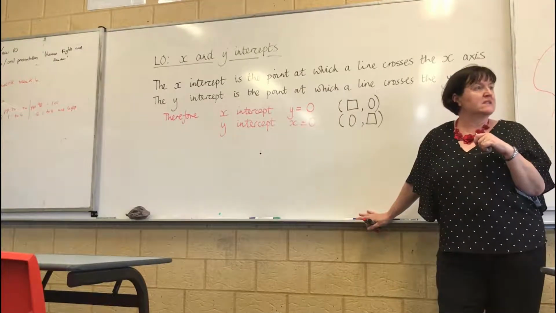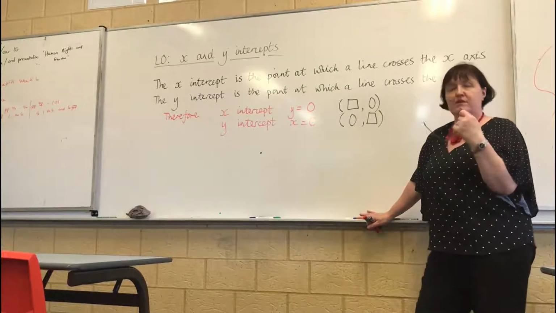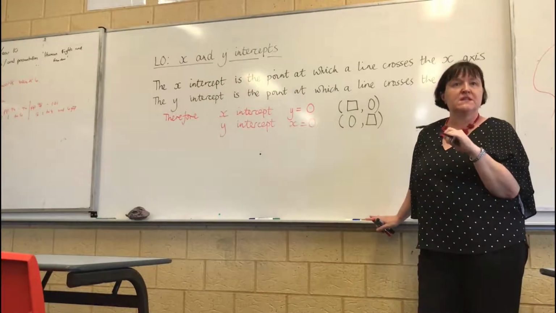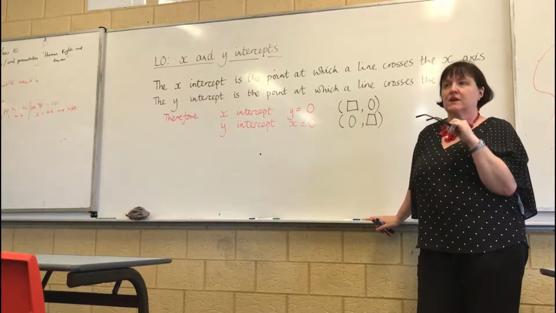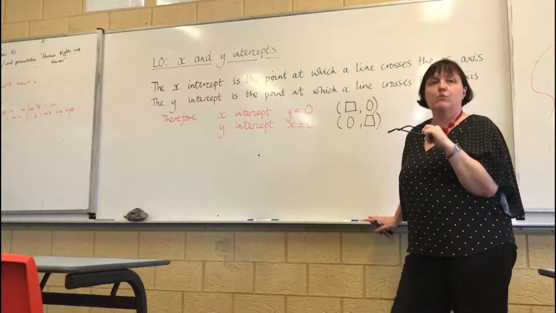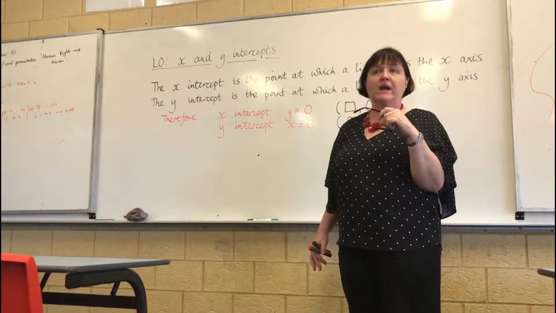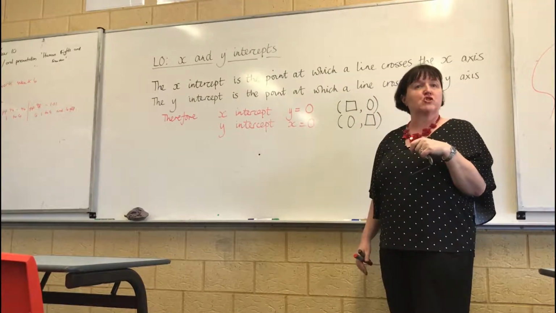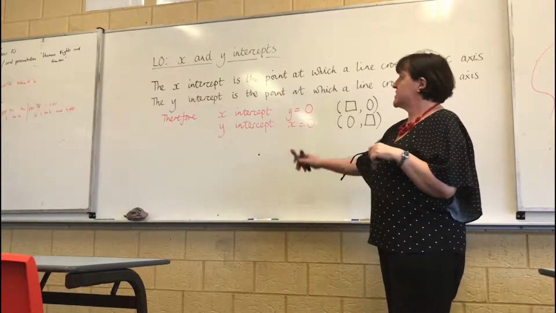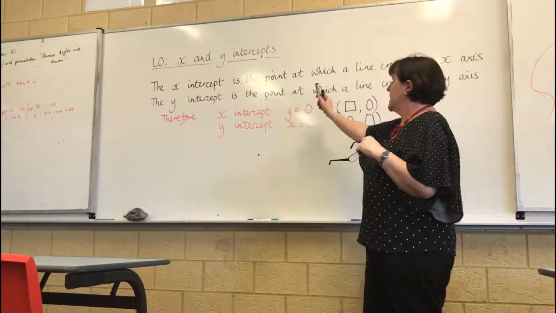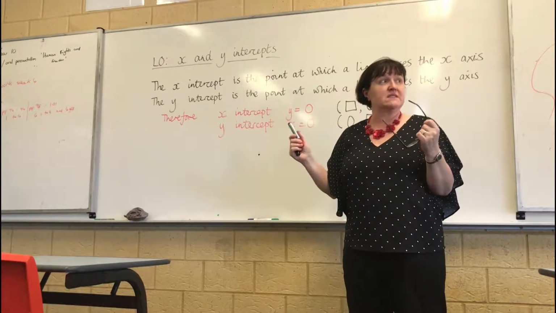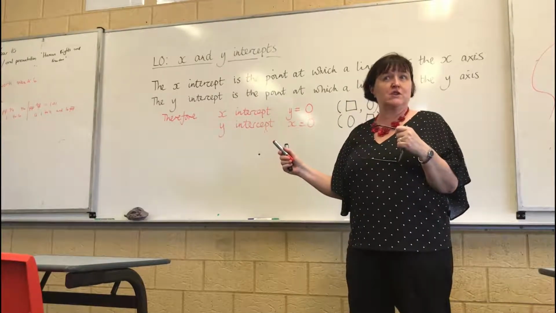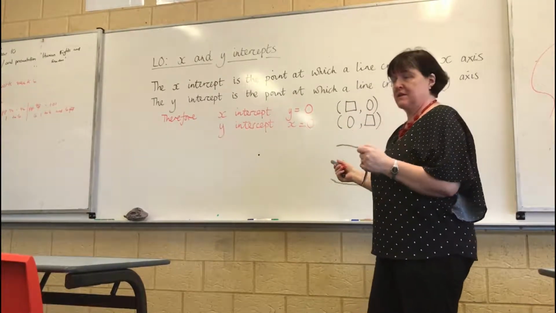We're looking at x-intercepts and y-intercepts again today. Obviously we looked at it yesterday, but I think we can do with going over it again. So, an intercept is a point at which something crosses. Later on this week, we're going to look at point of intersection of two lines. This, though, is where a line crosses an axis. So the x-intercept is the point at which the line crosses the x-axis, and the y-intercept is the point at which the line crosses the y-axis.